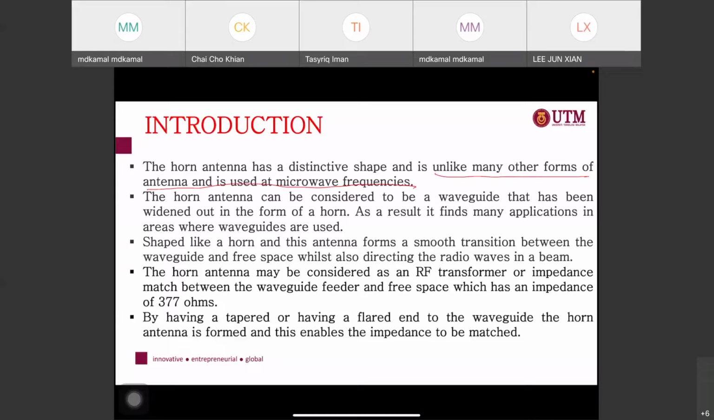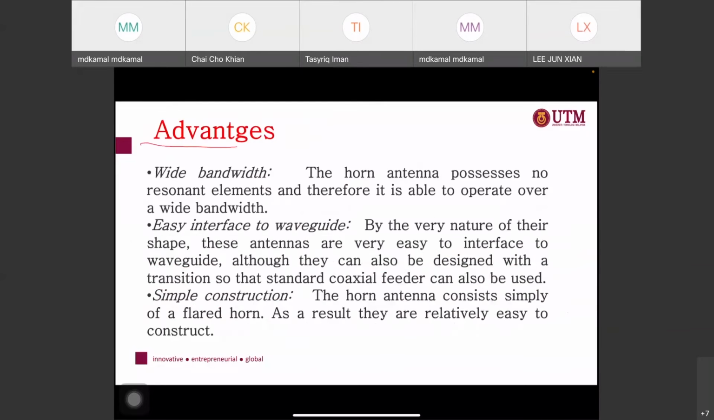Shaped like a horn, this antenna forms a smooth transition between the waveguide and free space, also shaping the wave into a beam. The horn antenna may be considered as an RF transformer or impedance match between the waveguide feeder and free space, which has an impedance of 377. By having a tapered or flared end to the waveguide, the horn antenna is formed and this enables the impedance match. You can see that you have the advantages of this horn antenna. Wide bandwidth: the horn antenna possesses no resonant elements and therefore is able to operate over a wide bandwidth.